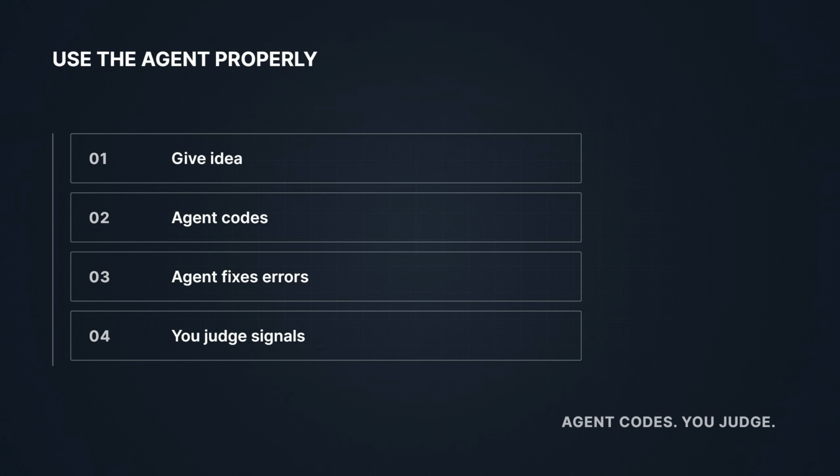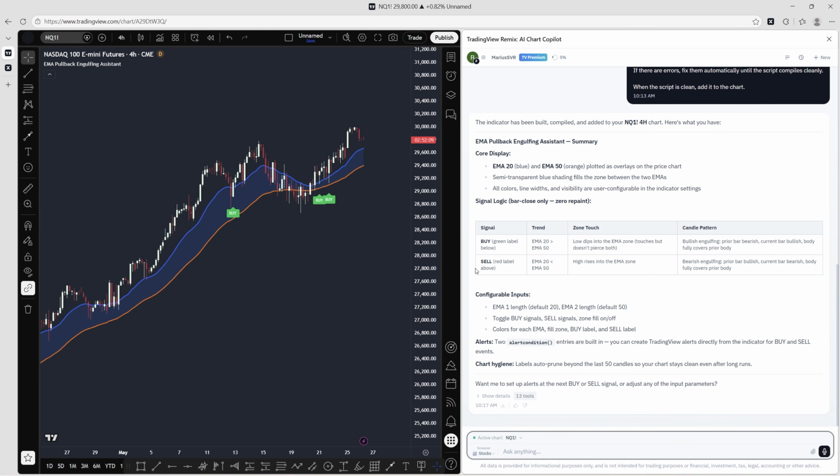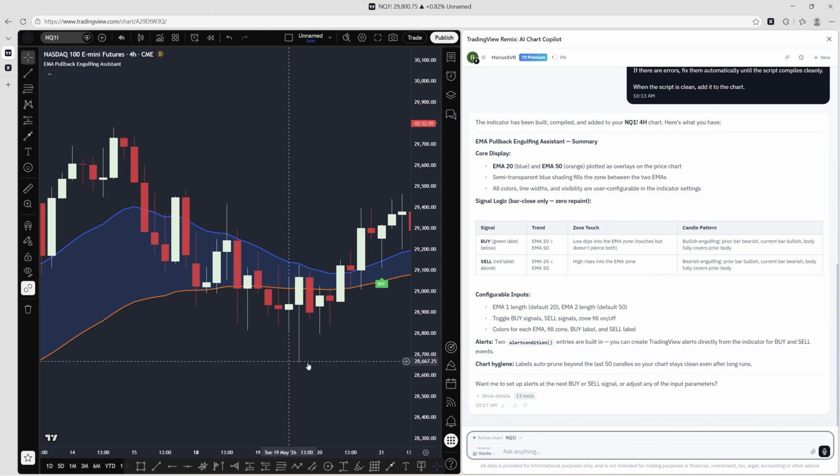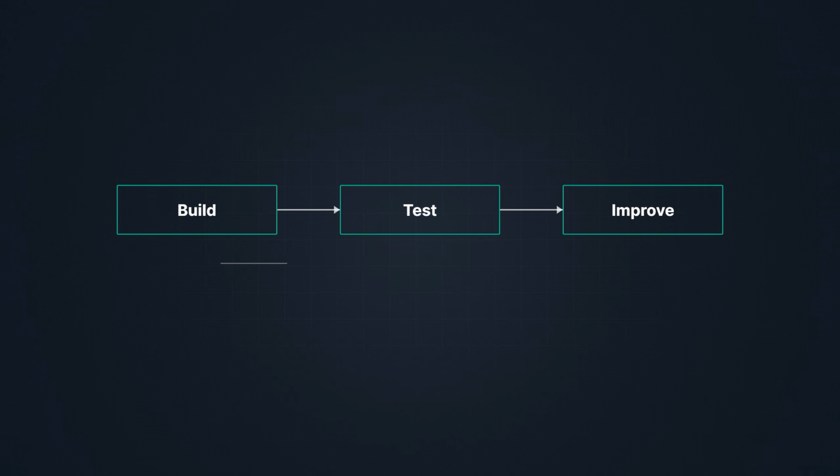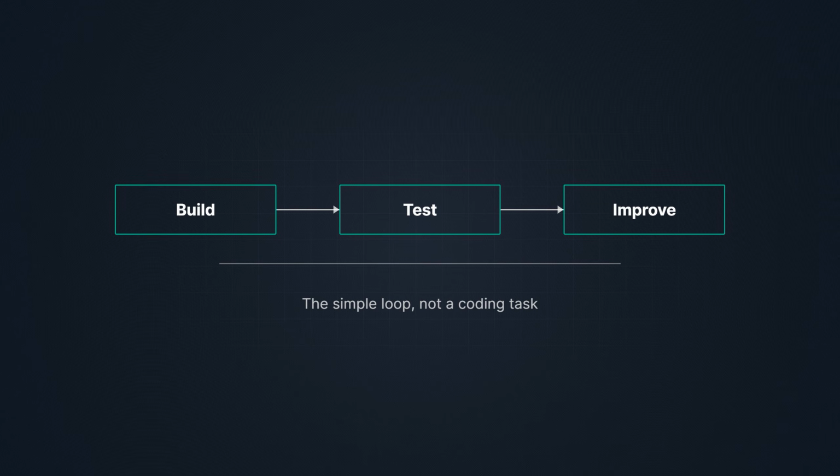That is how you use the coding agent properly. You give it the idea, it writes the code, and it fixes the errors. It adds the tool to the chart. Then you judge the signals like a trader. What used to feel like a complicated coding task now becomes a simple build, test, and improve loop.